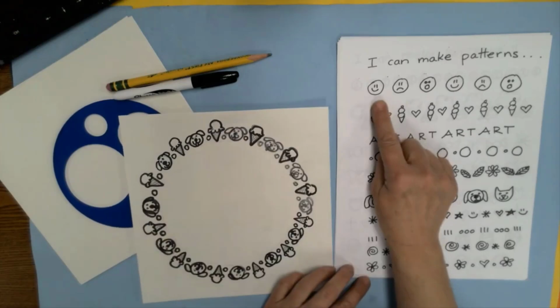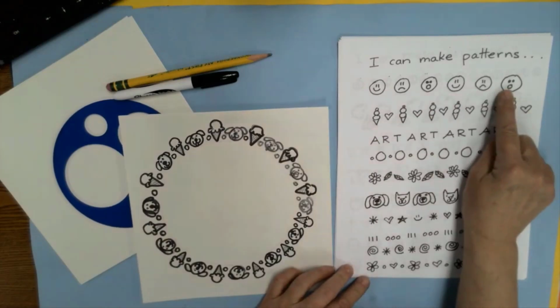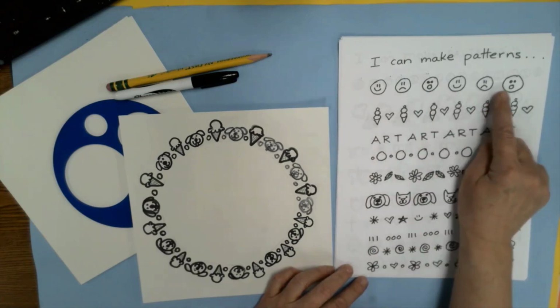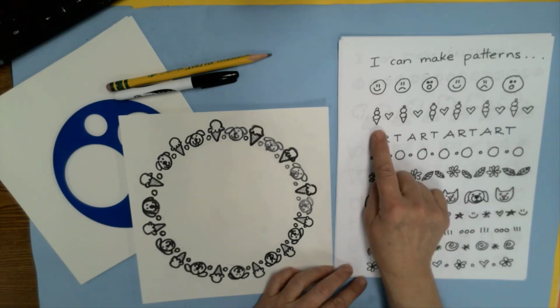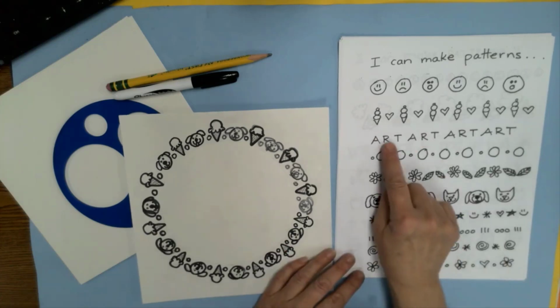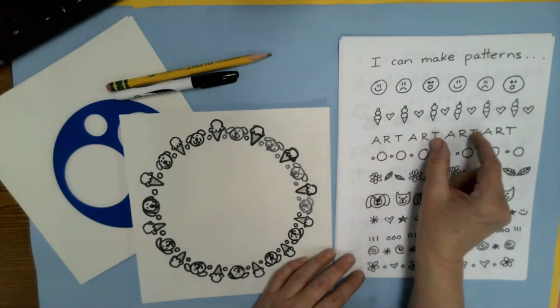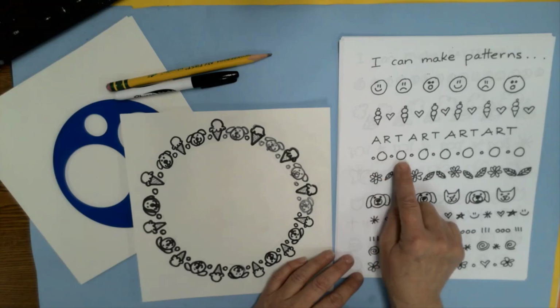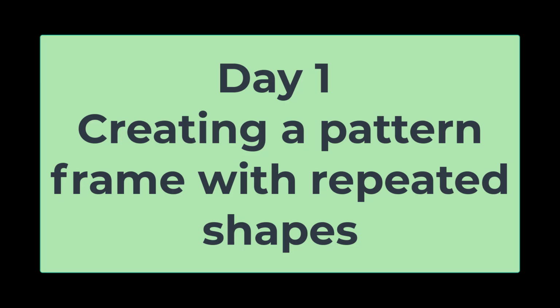So you could do emoji face patterns, right? Where you do happy, sad, uh-oh, happy, sad, uh-oh. This one's ice cream cones, hearts, ice cream cone, heart. You could do anything you want. You could even use a word that you repeat over and over, okay? Or just circle, small circle, big circle, right? Small circle, big circle. You could do that all the way around.